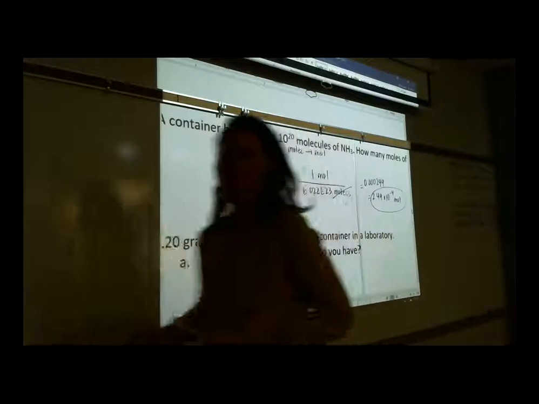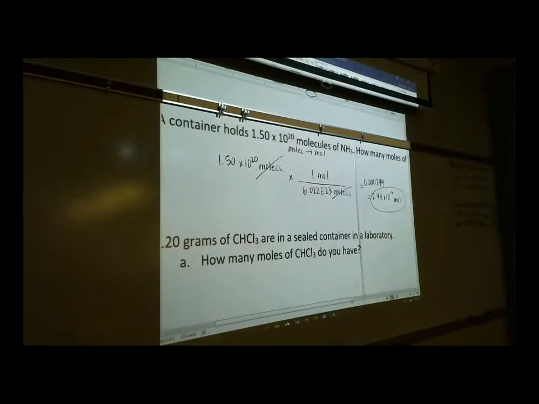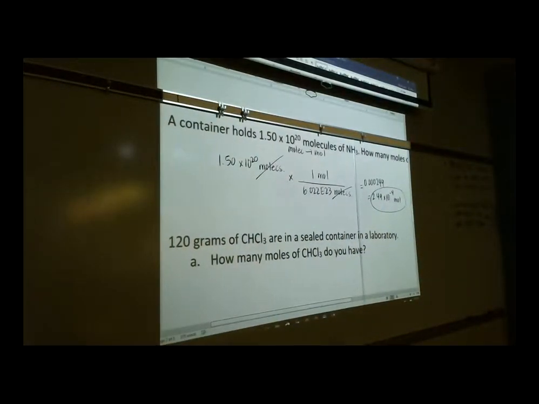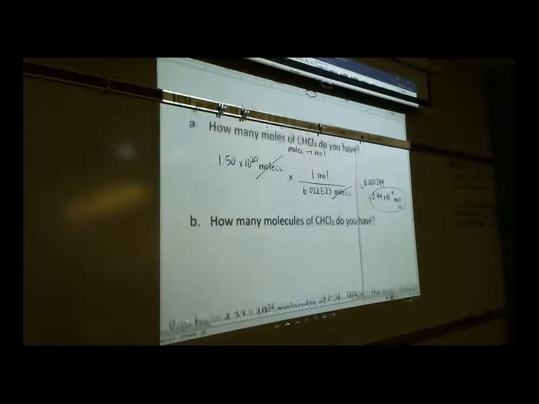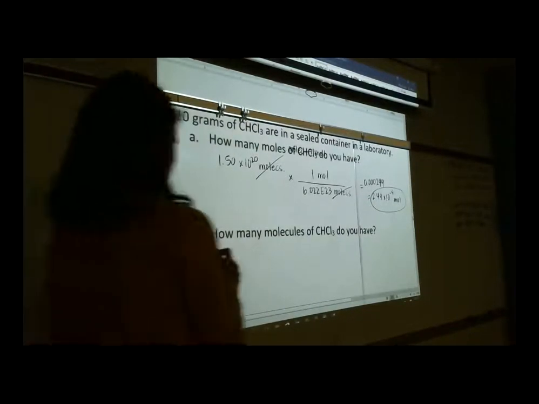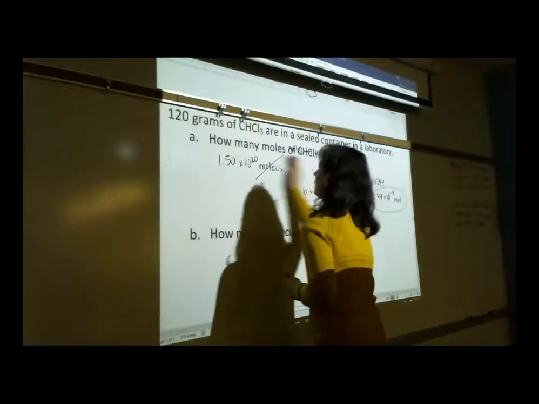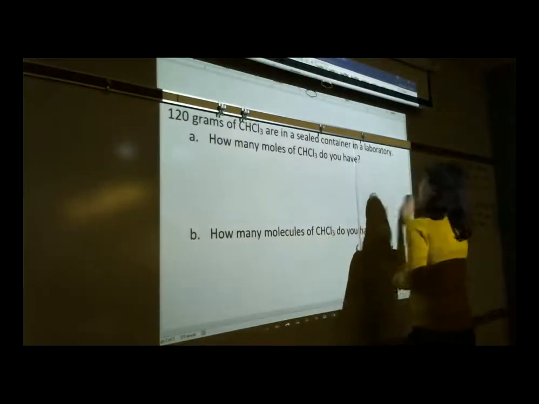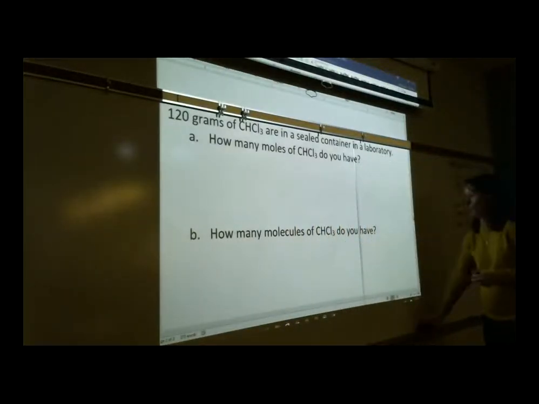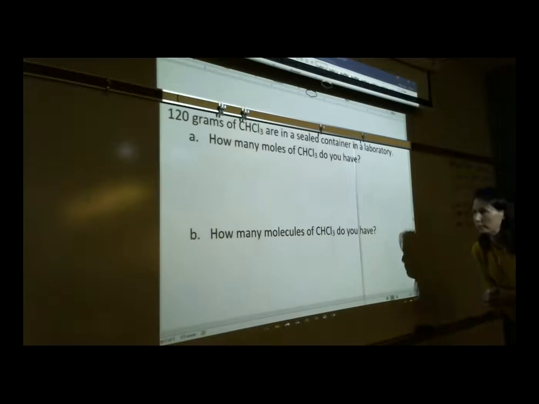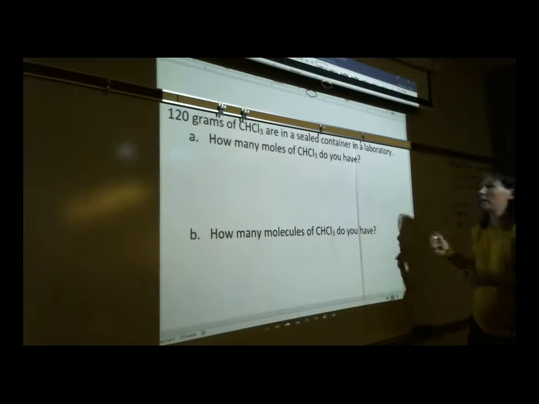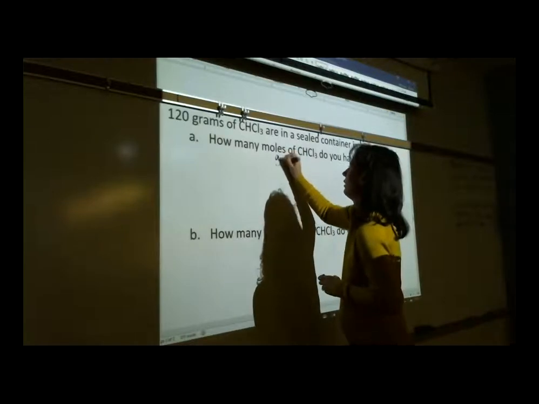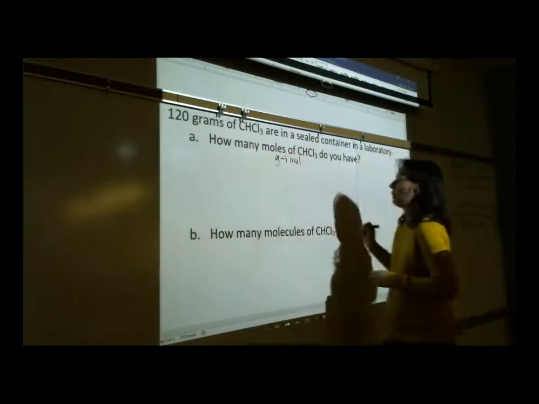It looks like I've chopped off part of the question here. 120 grams of CHCl3, which should be trichloromethane, are in a sealed container. How many moles do you have? Okay, we're going from grams to moles. Do you use Avogadro's number or molar mass? We need molar mass, right? We're going from grams to moles here. So we need molar mass.